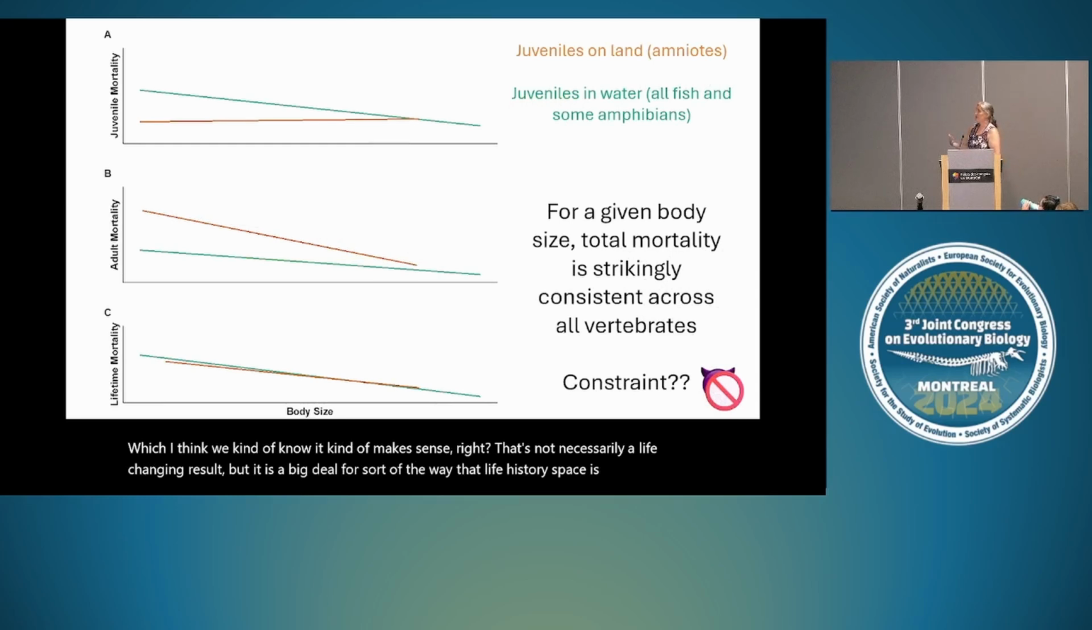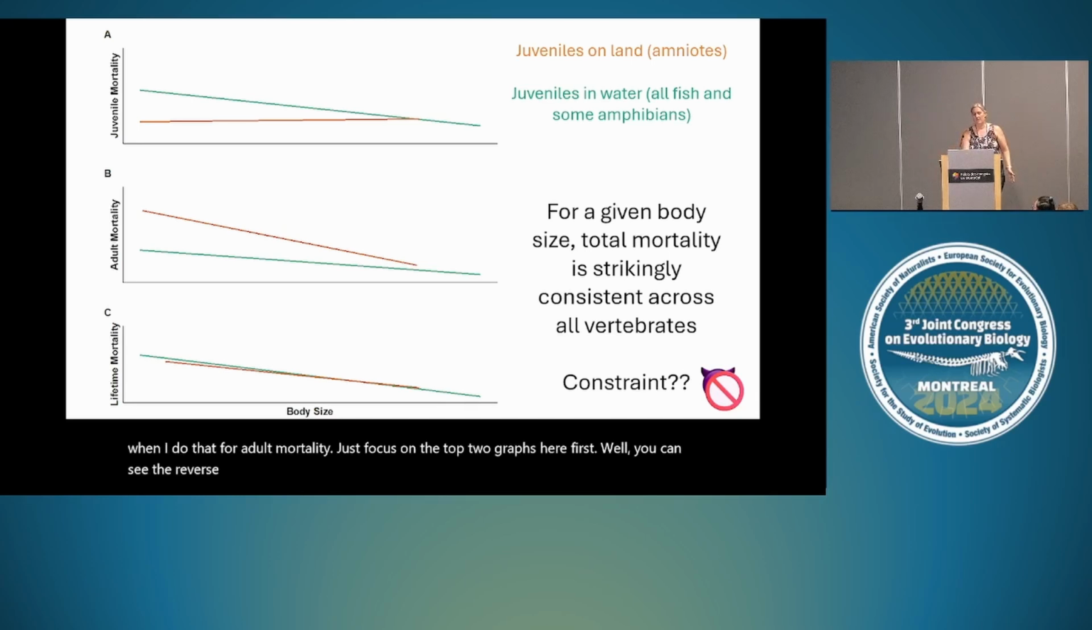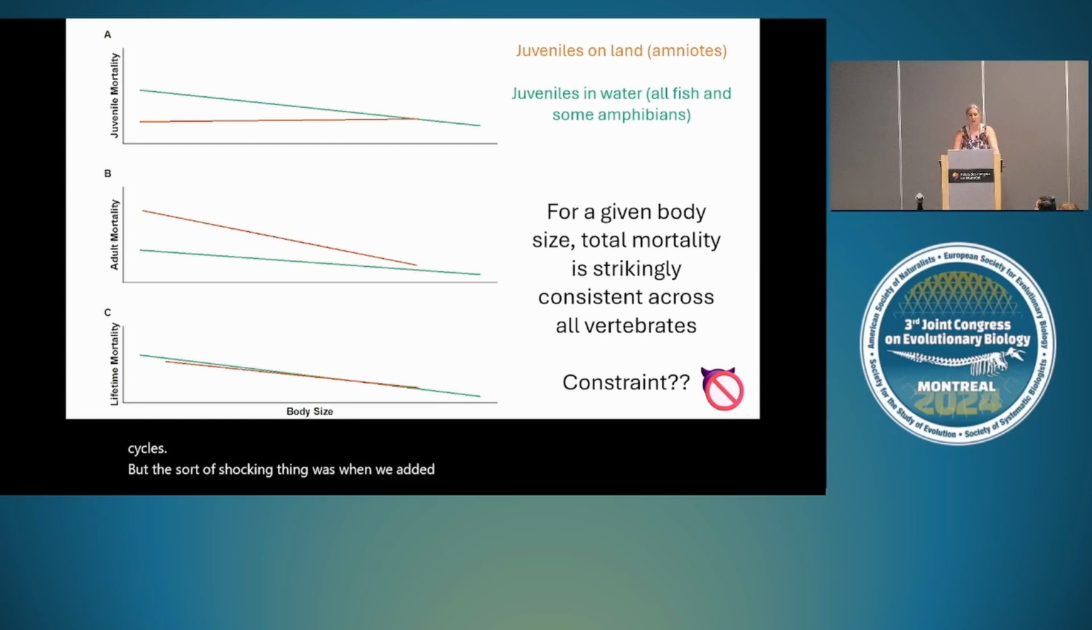When I do that for adult mortality, just focus on the top two graphs here first, you kind of see the reverse pattern. We see that the land species have areas where they have much higher adult mortality. That's things that mature really, really fast. You get really fast life cycles. But the shocking thing was when we added, now, by the way, these are proxies.